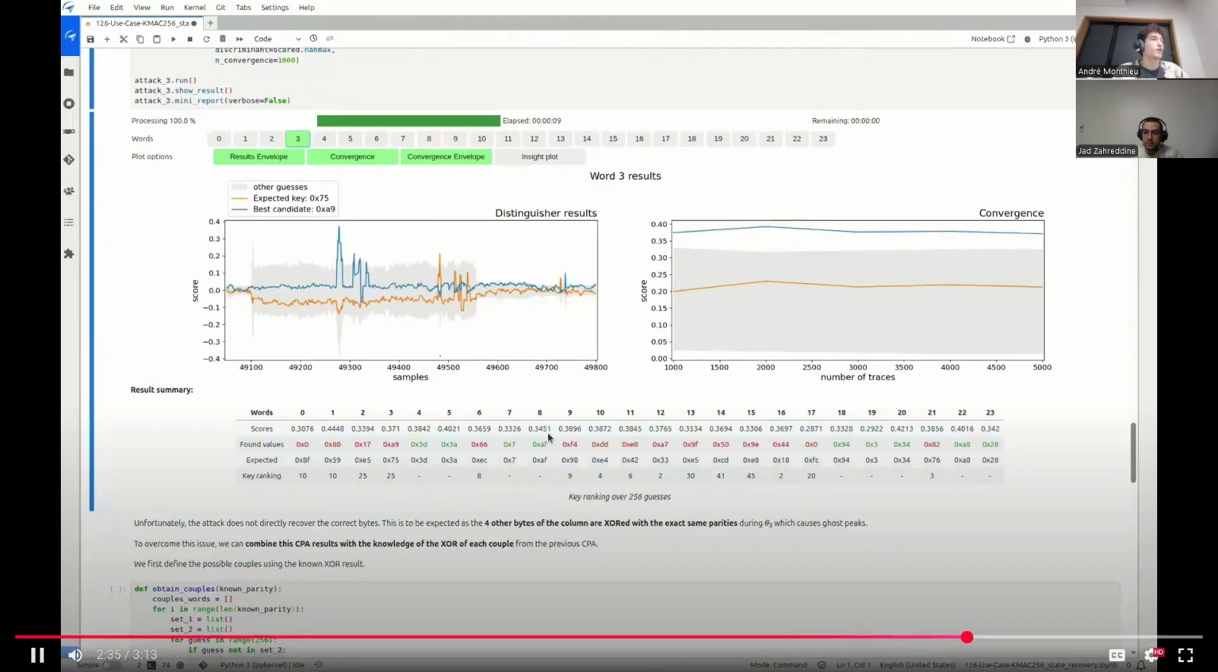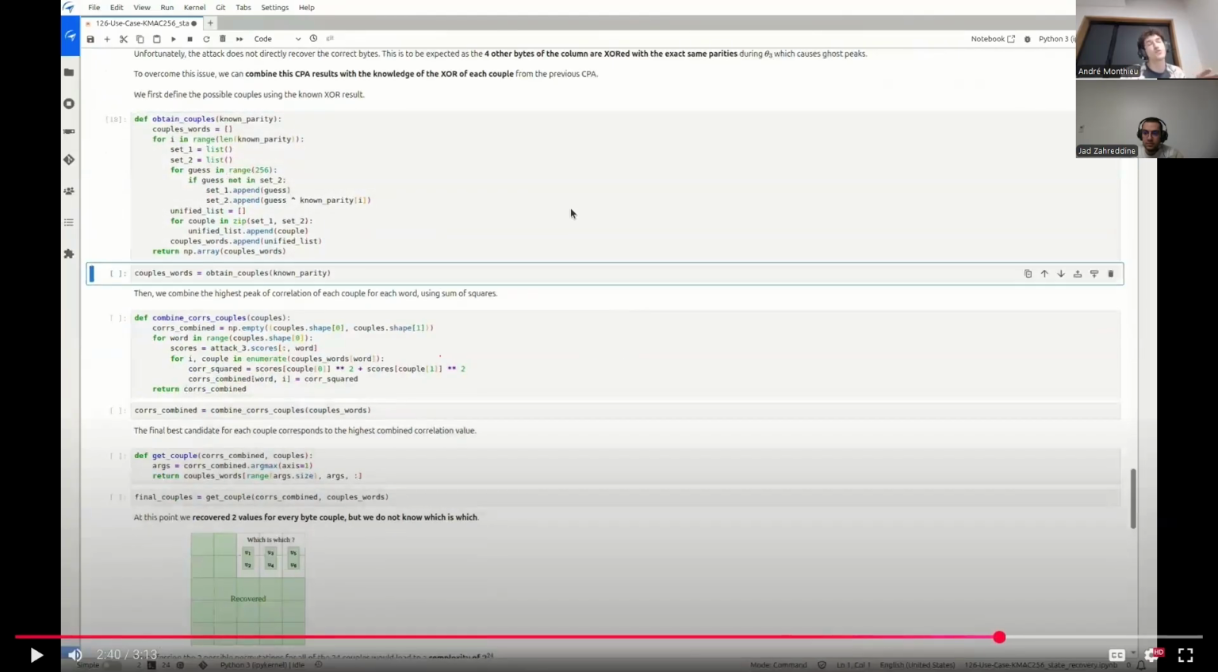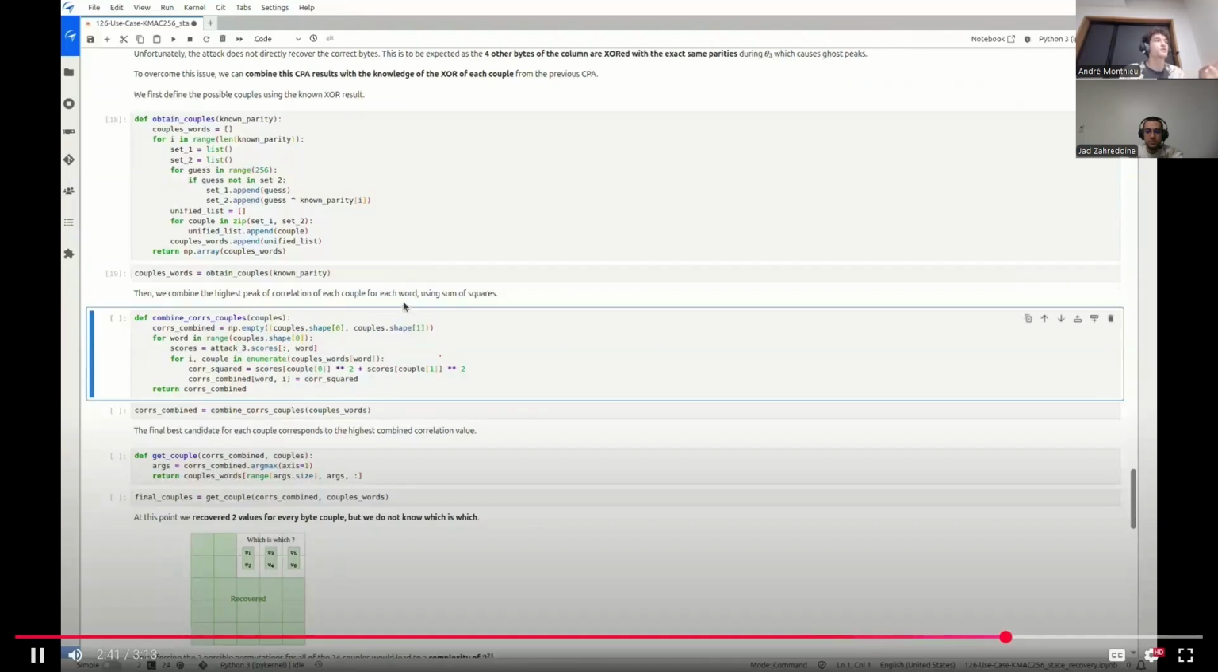We can overcome this issue by using our previous results of the CPA. In fact, we know the XOR value of the bits of every column. So we are going to use that and the result of the CPA we just did to combine the highest peak correlation. We take all the possible couples that respect the column parities that we know, and we then use the sum of squares to compute the highest peak of correlation between those 2 bytes. This is what we do here.